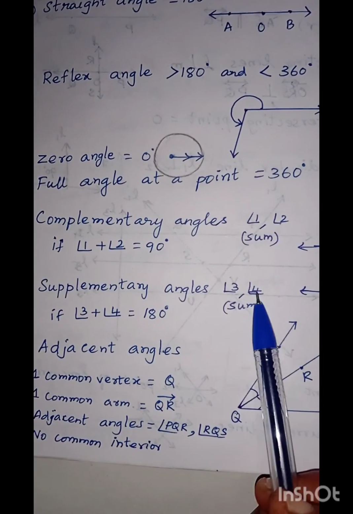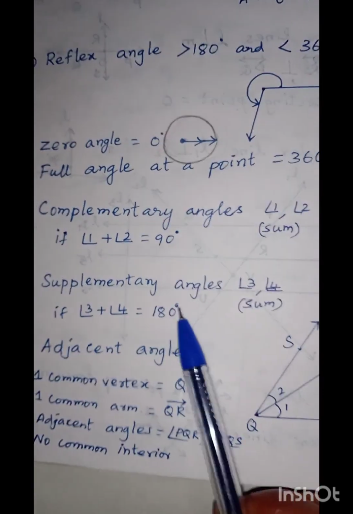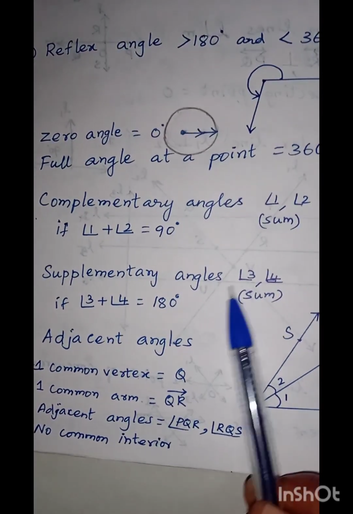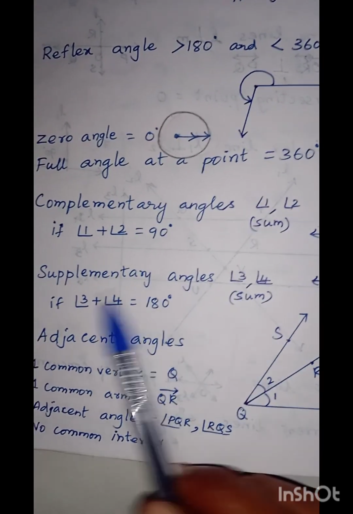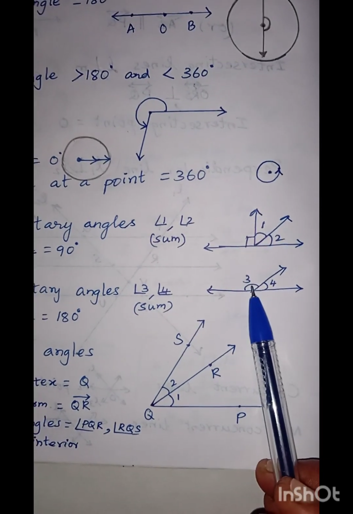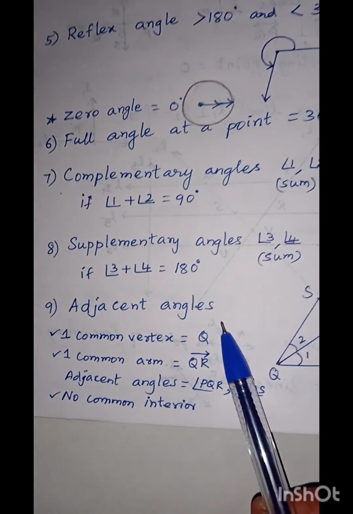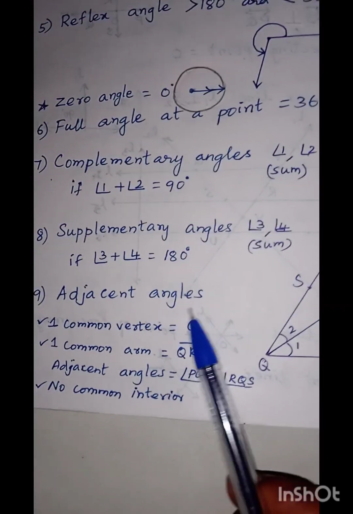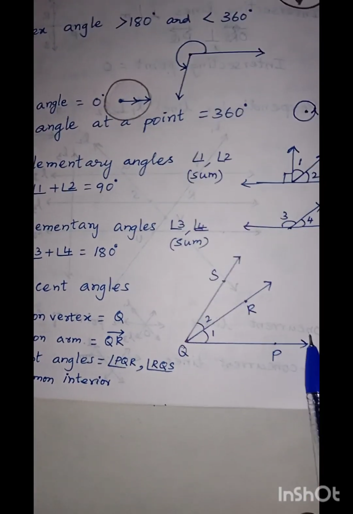Next, if the sum of any two angles is equal to 180 degree, then these two angles are called supplementary angles. Okay. These two angles are called supplementary angles. Next, come to adjacent angles. And consider these two angles.